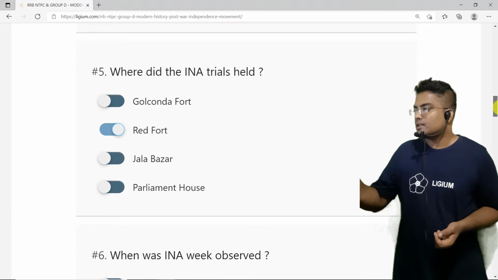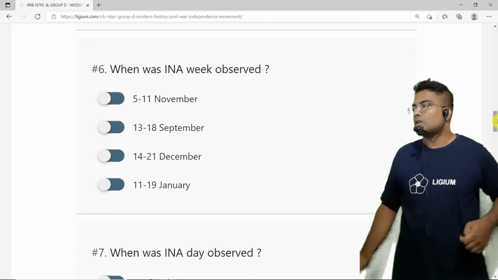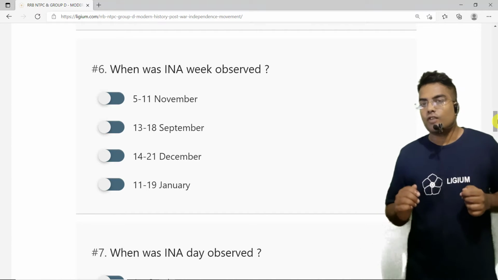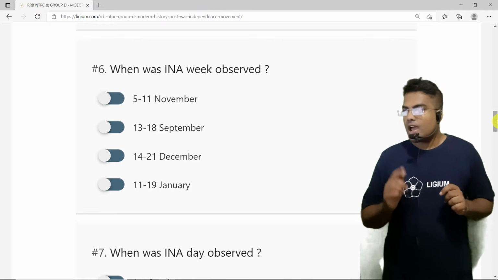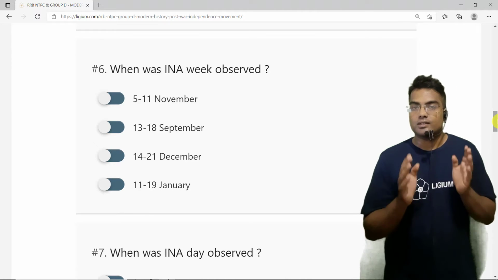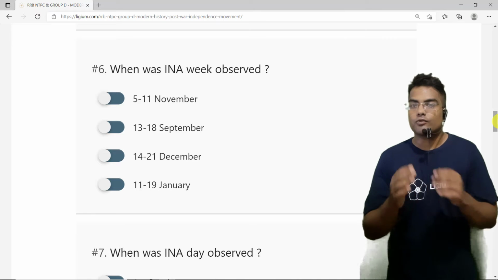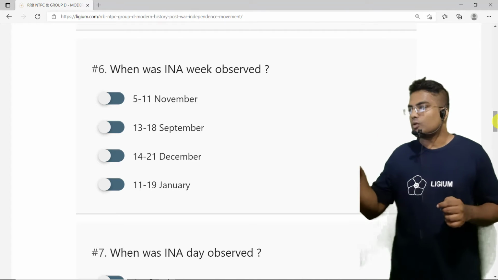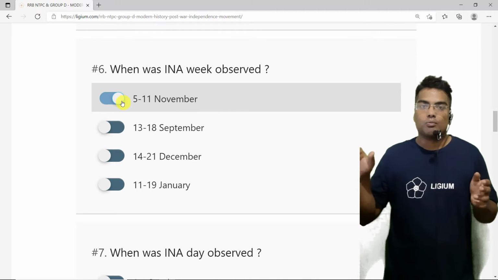Then we have the sixth question. When was the INA week observed? The INA week was observed in 1945 by the Indian National Congress, from the 5th of November to the 11th of November. So that is our first choice, 5th of November to 11th of November.